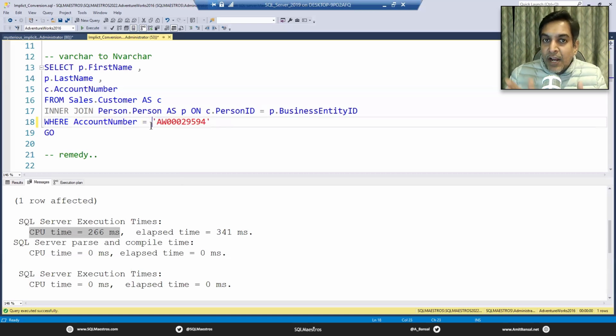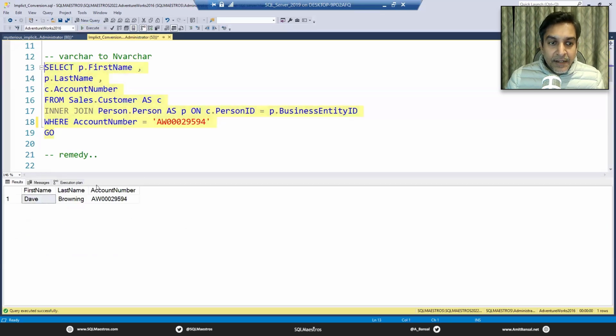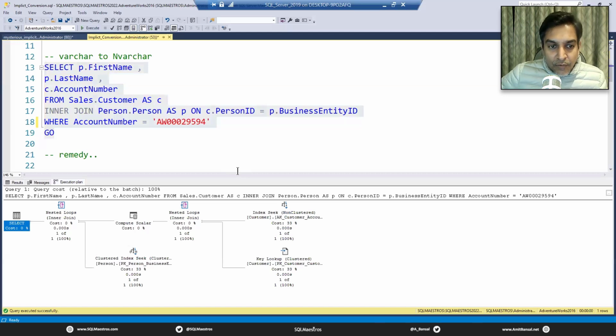Now we have varchar on both sides of the equality operator, the account number as well as the literal. Okay, let's do this. We are going to execute this and look into the execution plan. So you will notice that the execution plan is now different.